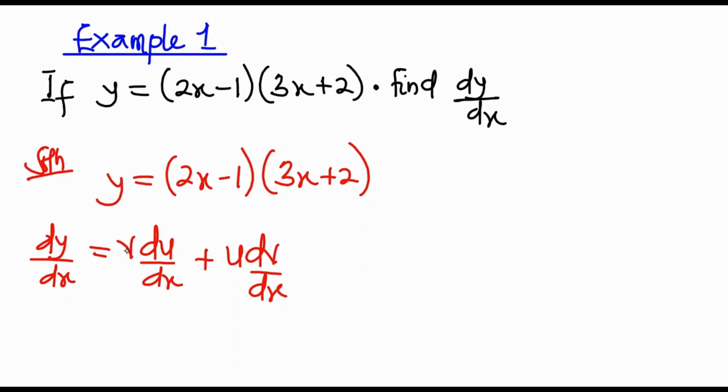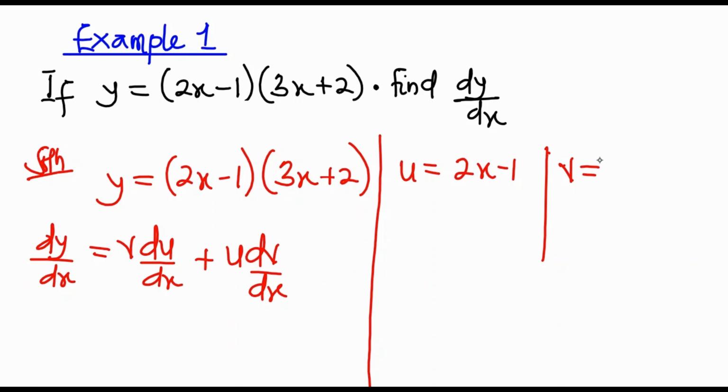In this question, it means we have to identify our u and v and find their derivatives as well. From the question, the first function, 2x minus 1, becomes our u, which means u is equal to 2x minus 1. And the next function, 3x plus 2, becomes our v, which implies v is equal to 3x plus 2. Once we are able to identify them that way, we find their derivatives.